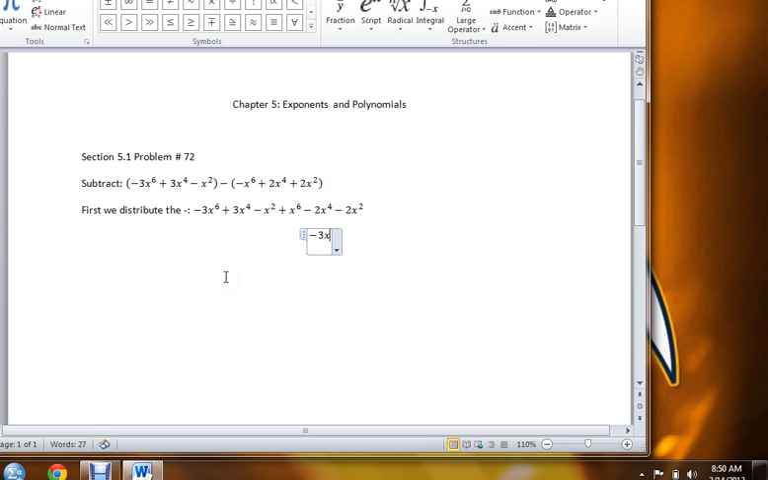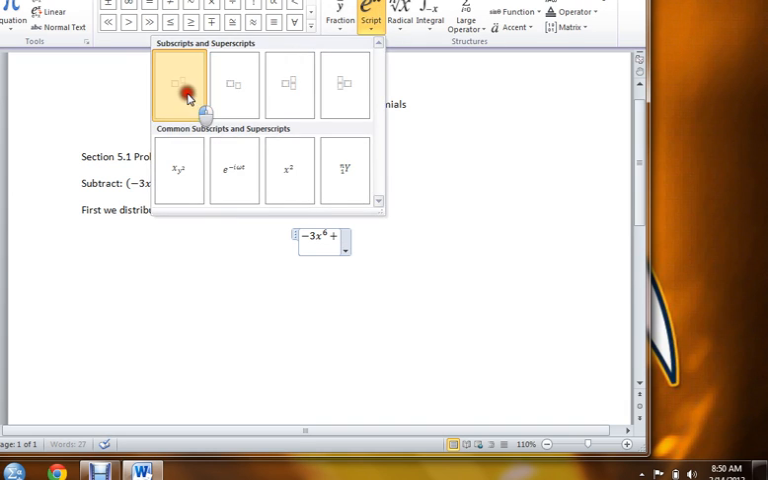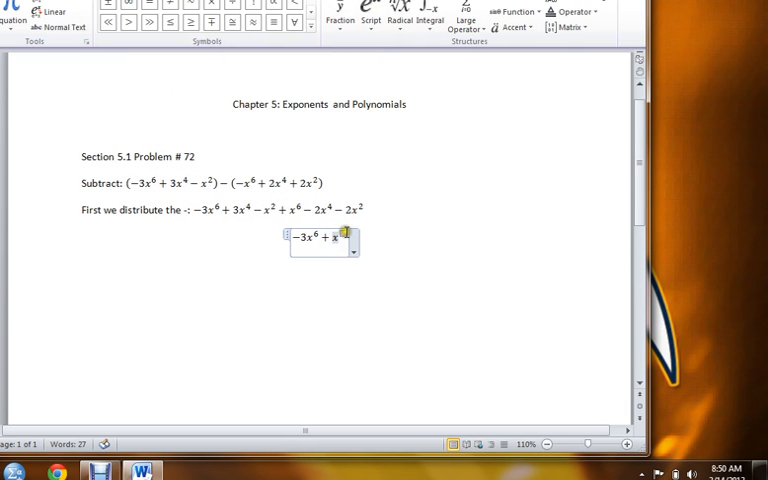minus 3x to the 6th, and we're just going to use the commutative property of addition to move the x to the 6th up to the front. Then we're going to do the x to the 4th term. So again, we had the 3x to the 4th, and we're going to subtract 2x to the 4th.